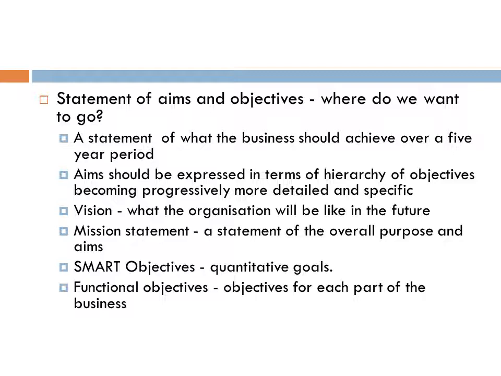We've got to come up with a vision, what the organisation will be like in the future. Part of that vision will be a mission statement, so a statement of the overall purpose of the business. So what does the business exist to do? SMART objectives, so specific, measurable, achievable, realistic objectives. Again, we'll come into that in more detail later. And functional objectives, so specific things that each part of the business can be doing in order to achieve the overall objectives of the business itself.